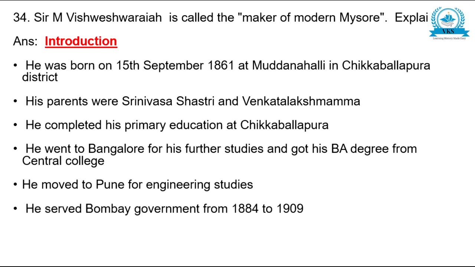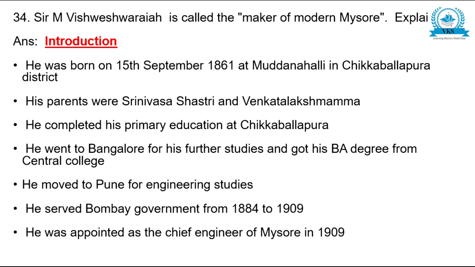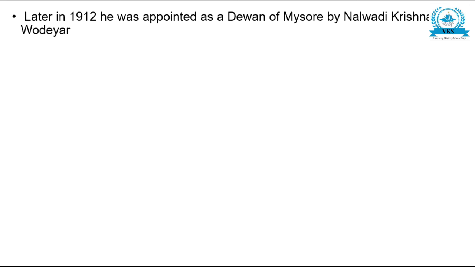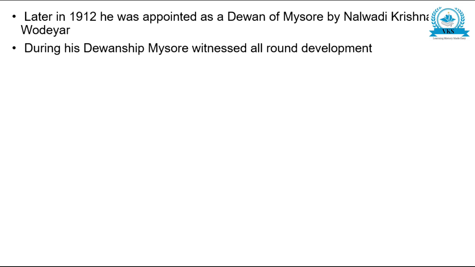He served Bombay government from 1884 to 1909. He was appointed as the chief engineer of Mysore in 1909. Later, in 1912, he was appointed as the Diwan of Mysore by Nalvadi Krishnaraj Vodayar. During his Diwanship, Mysore witnessed all-round development.